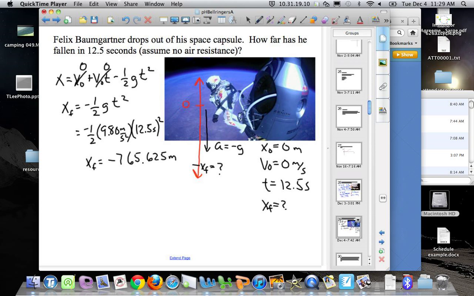And of course my units are meters. The distance he falls in meters. So I need to figure out how many sig figs. Well, since my time is given as 12.5 and that's 3 sig figs, I need to round this answer at the third significant digit, which is the 5 here. So I'm going to round this up to negative 766 meters. My final answer is he falls about negative 766 meters in those 12.5 seconds.